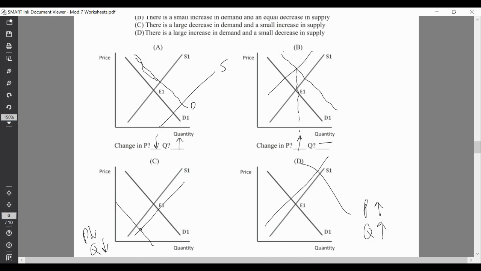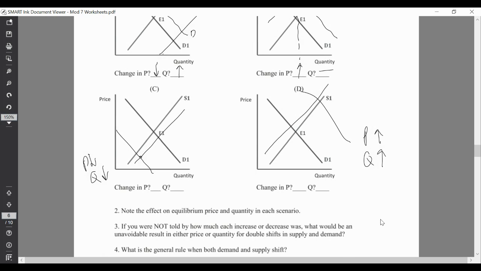Now there's nothing that's ambiguous. If they just said, give us an increase in demand, give us a decrease in supply, then something would be ambiguous. But because they're saying a large decrease or a large increase or a small increase, if they're giving us how much it should be moving, that's why you see the way it is.